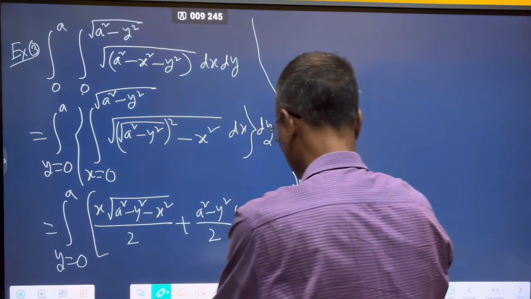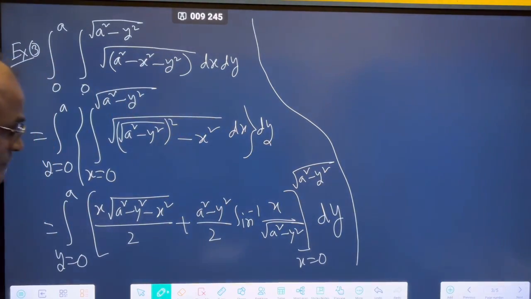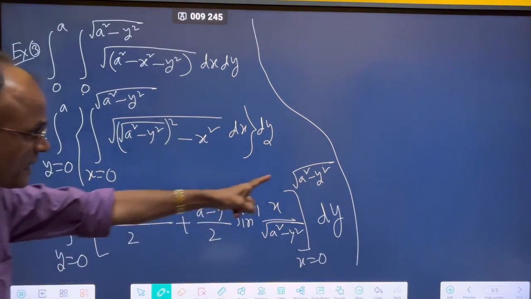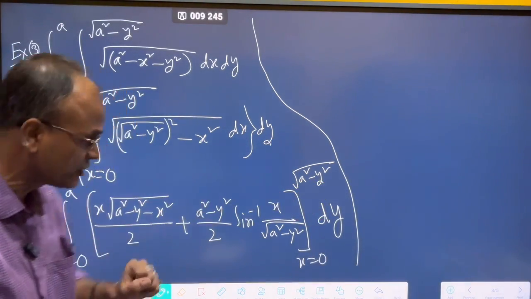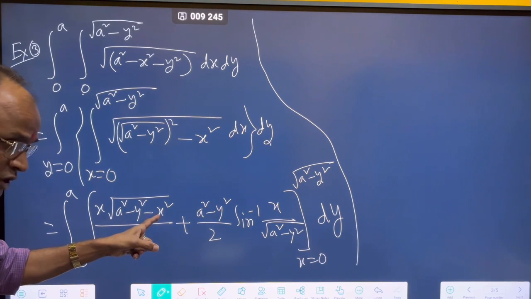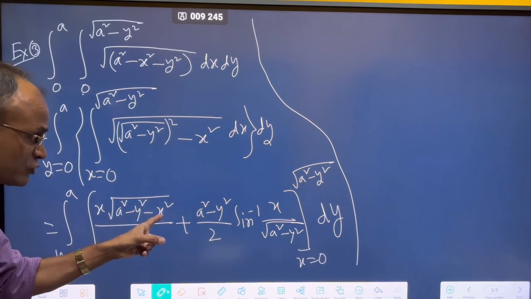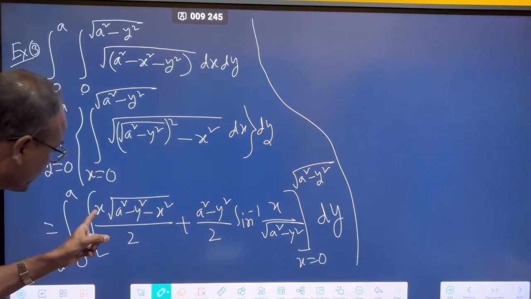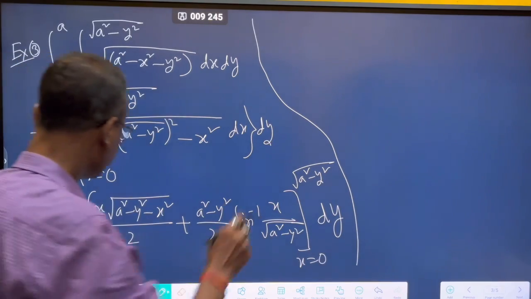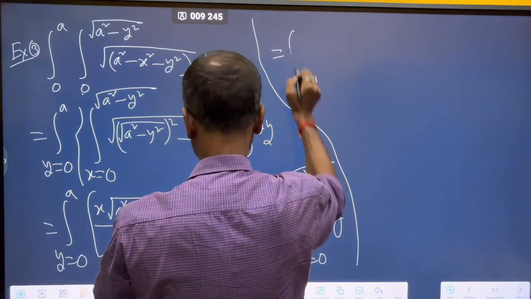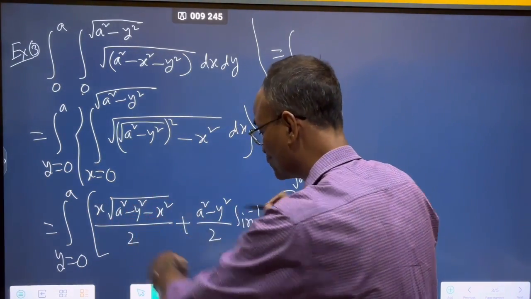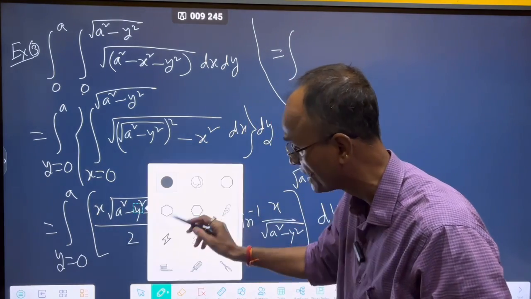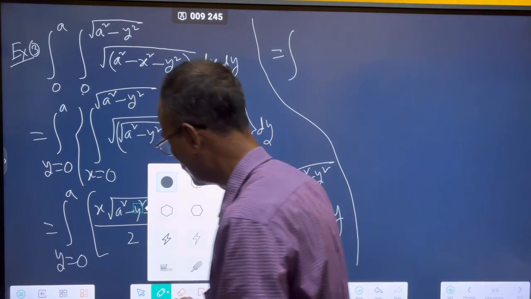Now, if you put x equal to root over a square minus y square here, root over a square minus x square will be a square minus y square minus a square minus y square, which is 0. If you put x equal to 0 here, it will be 0. Therefore, from the first term, there will be no contribution. All terms will be equal to 0.